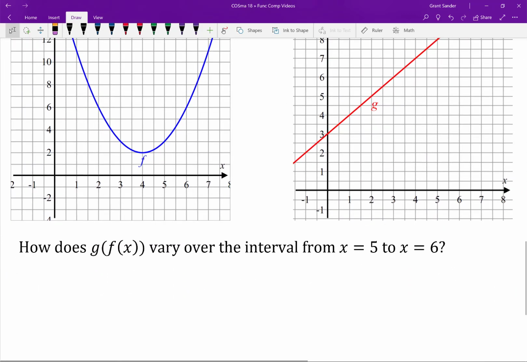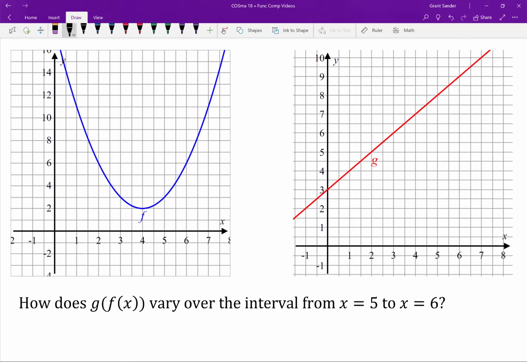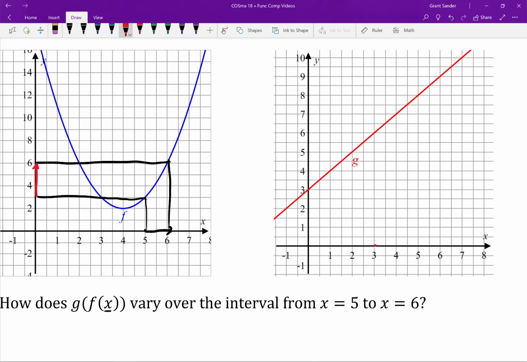So let's see how g of f of x varies over the interval from x equals 5 to x equals 6. So again, we're thinking of using the input x for this function f. So x is varying from 5 to 6, which we could represent here. And as x varies from 5 to 6, if we look over to our vertical axis, we see that the output of f is actually increasing from 3 to 6. And if the output of f is varying from 3 to 6, and we're using that as the input to g, then we're thinking of the input of g varying from 3 to 6.